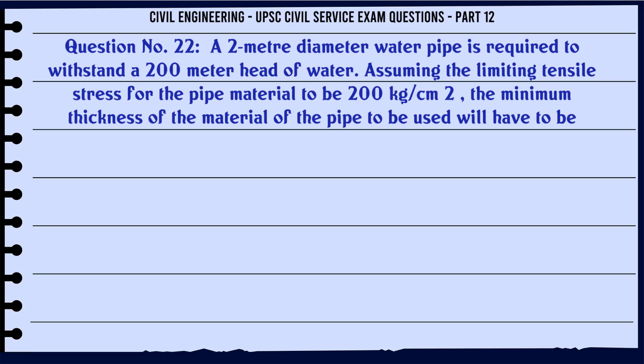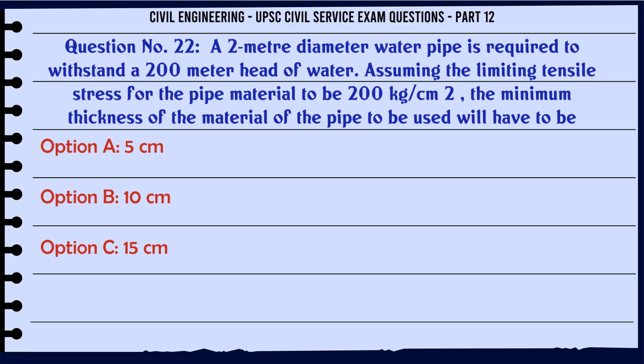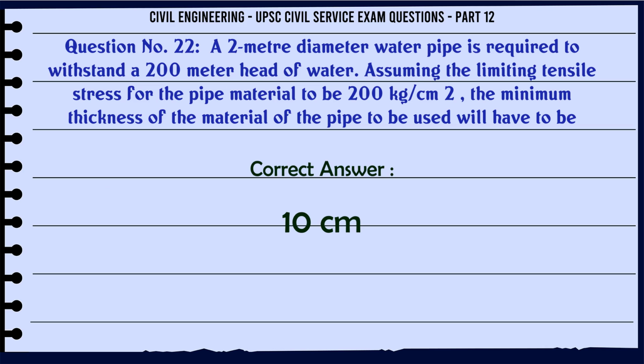A 2-meter diameter water pipe is required to withstand a 200-meter head of water. Assuming the limiting tensile stress for the pipe material to be 200 kg/cm², the minimum thickness of the pipe to be used will have to be: A. 5 cm, B. 10 cm, C. 15 cm, D. 20 cm. The correct answer is 10 cm.